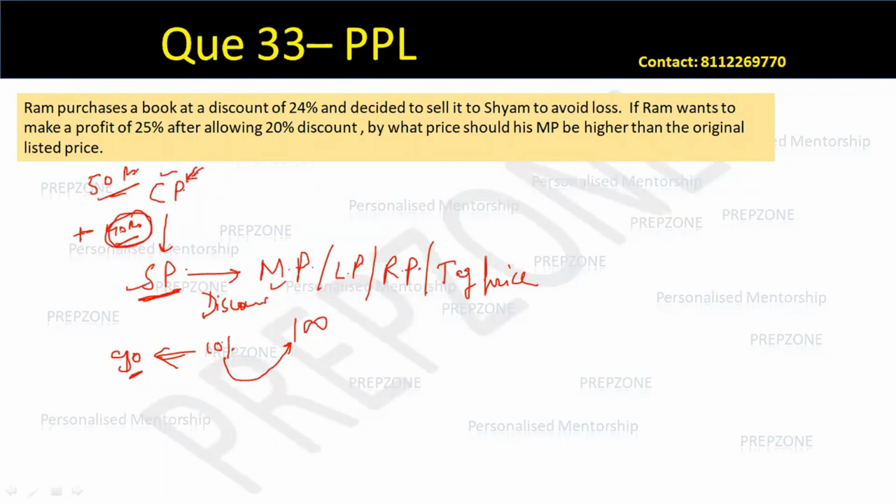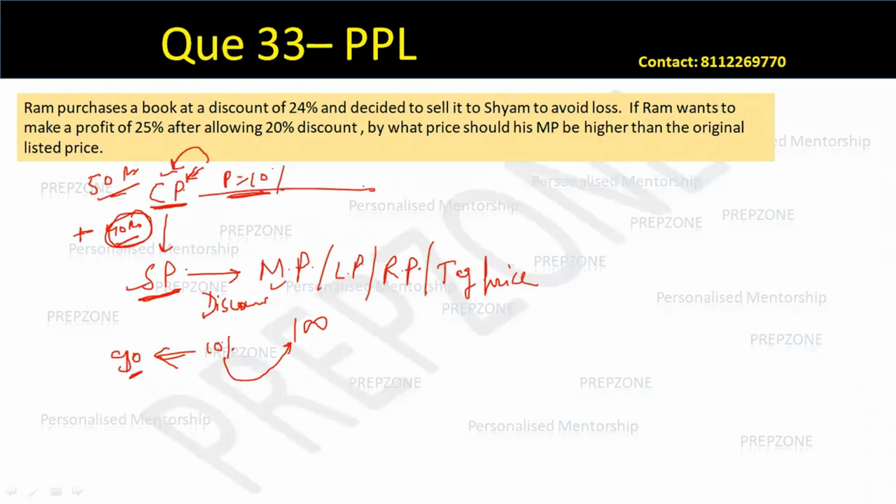If you have to calculate profit percentage or loss percentage, that is always calculated over cost price. If I say that profit is, say, 10%, which means this 10% will be over cost price. So if cost price is 50, then profit is 10% of 50, which is rupees 5. So selling price has to be 55.